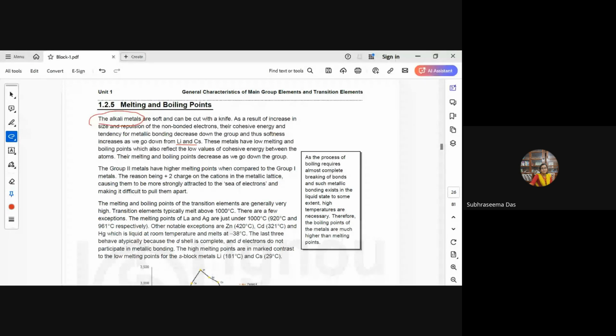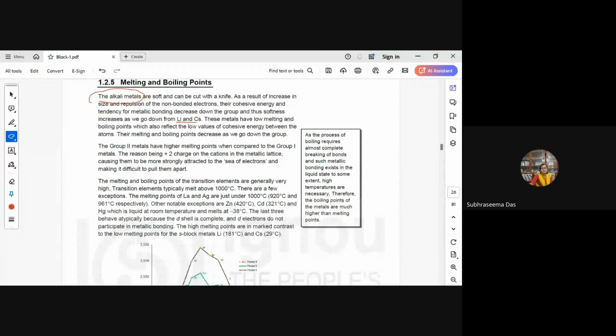The melting and boiling points of the transition elements are generally very high, typically with melting points above 1000 degrees centigrade. However, there are a few exceptions, like lanthanum and silver, at around 920 and 960 degrees centigrade. One notable exception is mercury, which is liquid at room temperature and melts at minus 38 degrees centigrade. Also, we have zinc and cadmium. The melting point of zinc is 420 degrees centigrade, and that of cadmium is 321 degrees centigrade.